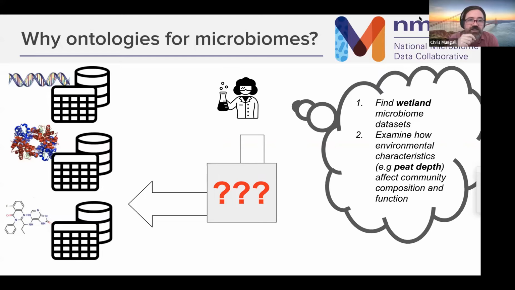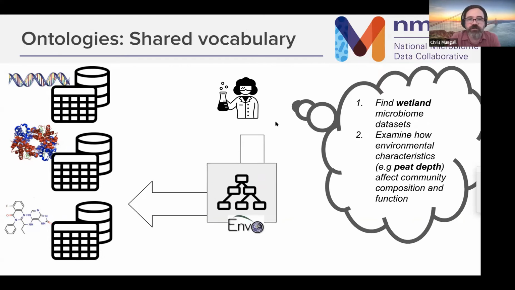If in fact the databases actually store sufficient metadata to allow you to do this query in the first place, often it may be the case that this isn't actually captured. So there's really no way to go back and do this kind of meta-analysis. So what ontologies give us is a standard shared vocabulary for being able to query both within and across these different databases. So one of the key ontologies here is EnvO, the environment ontology.